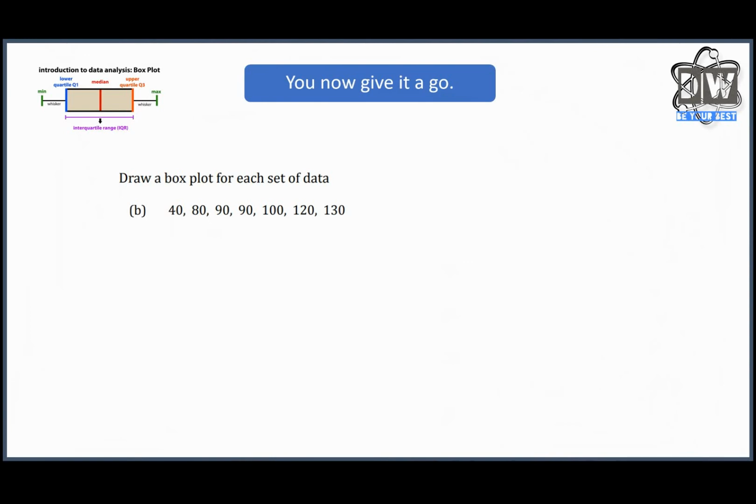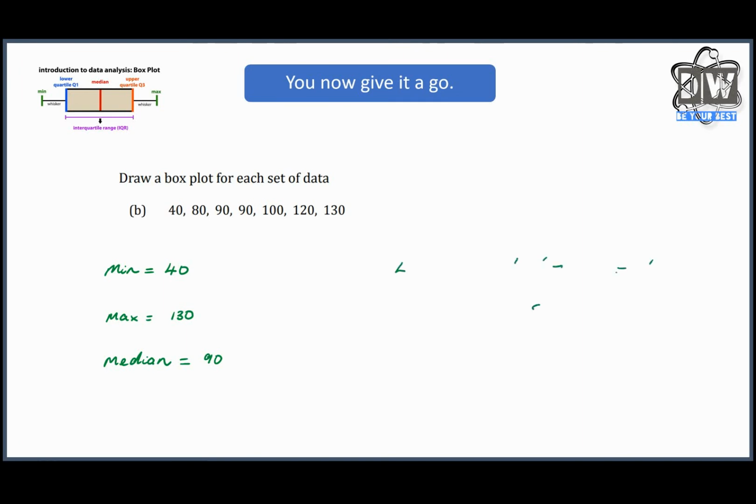Okay, so we're back from that. Let's give it a go. Our minimum amount was 40, our maximum amount was 130, and our median was 90. Okay, so we've got those. Now our lower quartile. So how many numbers did we have? We had 1, 2, 3, 4, 5, 6, 7. So we're going to add 1 to that, 8.